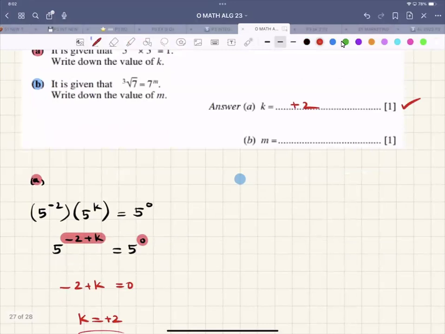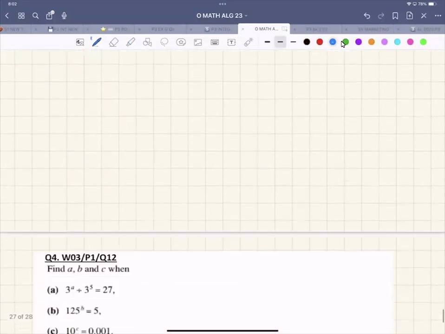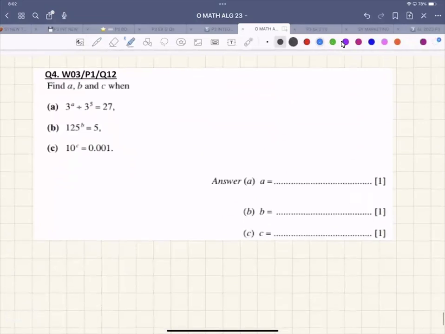The next one, part B. 7 raised to power of 1/3, because that's a fractional indices. 7 raised to power of 1/3 is 7 raised to power of m. So therefore, the bases are the same. The powers should equal. So therefore, I'll write m is equals to 1/3. So that is very, very basic. So this is the kind of question that's done. Something like this. Let's get started with this.